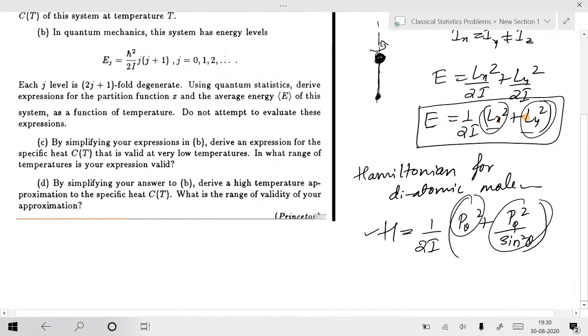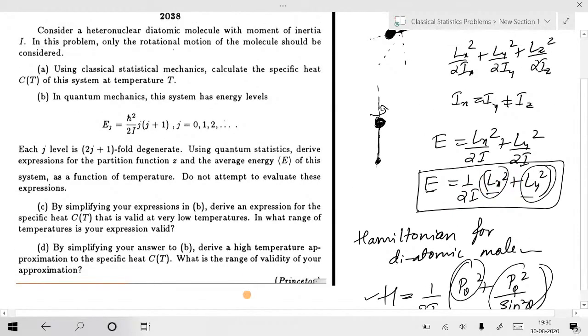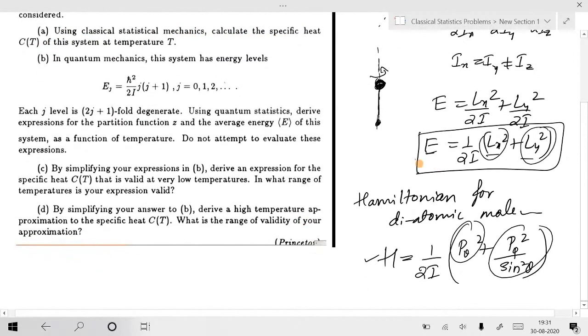Your energies contain two quadratic terms. Look at the first part of the question: using classical statistical mechanics, calculate specific heat. Classical means, again, you should model your energy classically, either in this way or in this way. Isn't it? It is a polar form of writing the Hamiltonian. This is a Cartesian form. You can take that idea.